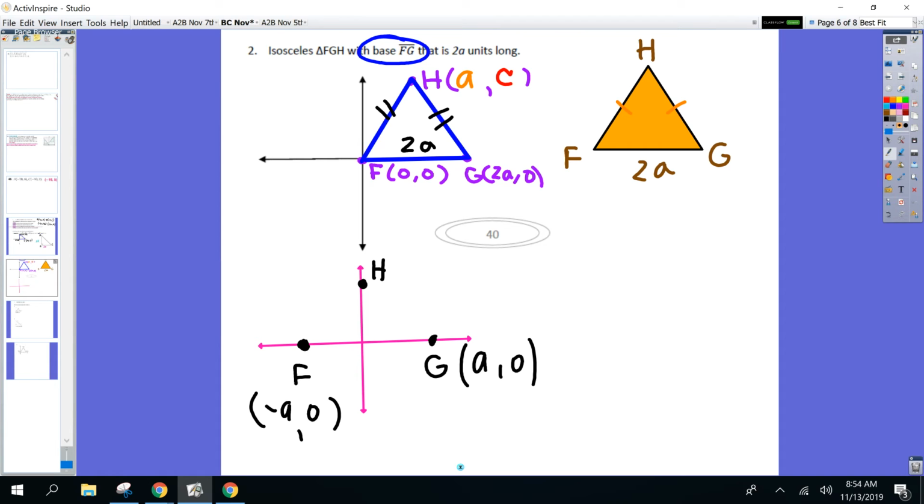How long did FG have to be? 2A, ready? How long is it from F to the origin? 1A, and then from the origin to G? Hey, I heard some people say negative 2A, 2A. That's 4A. All right, that's 4A. Can't have that. And then somebody else, what about your coordinate from H? 0R, fine. Could be 0 anything. All right.